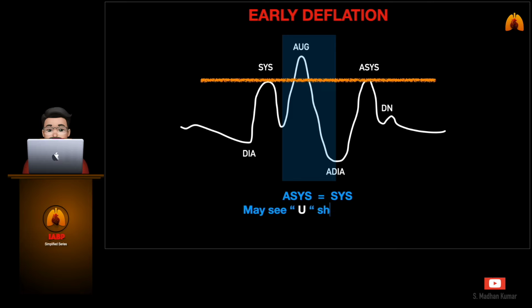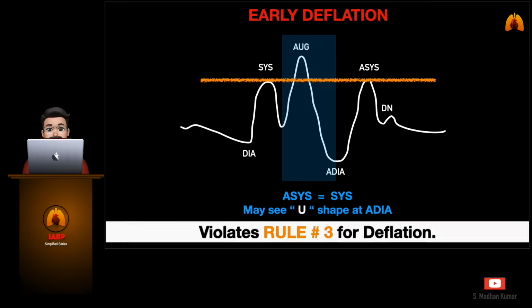This figure shows early deflation. In the evaluation of the pressure landmarks, there is no reduction in the assisted systolic pressure. Unassisted peak systolic pressure is equal to assisted peak systolic pressure, and you can see a U shape at assisted end diastolic pressure. It clearly violates the rule number 3 for deflation.